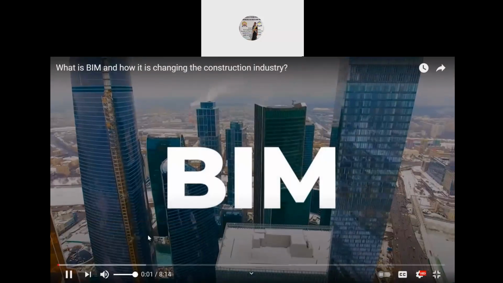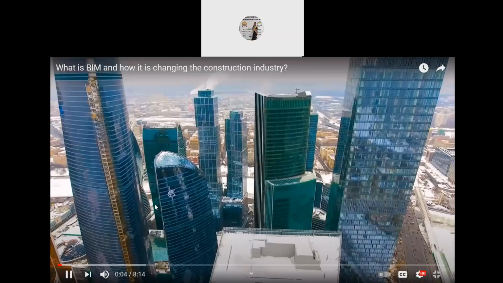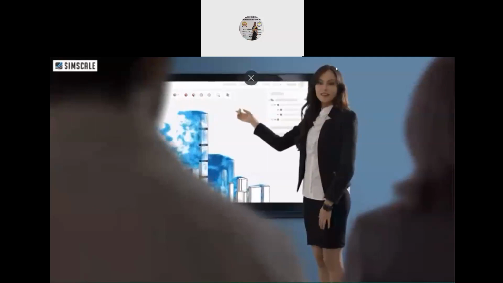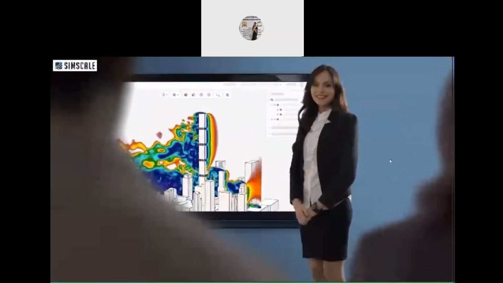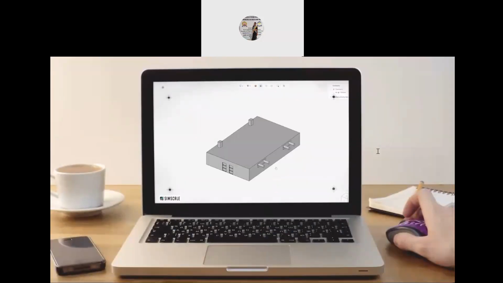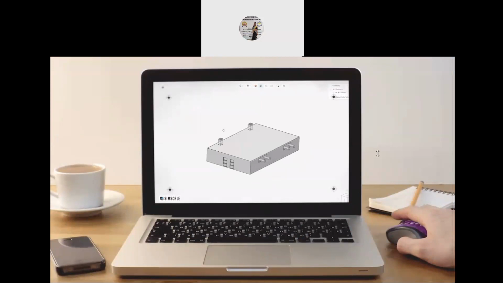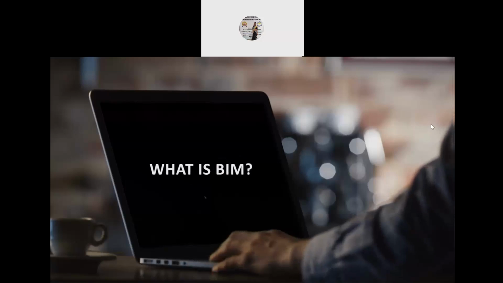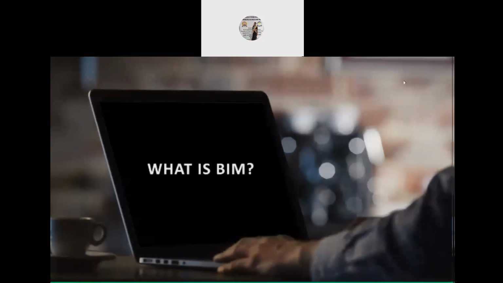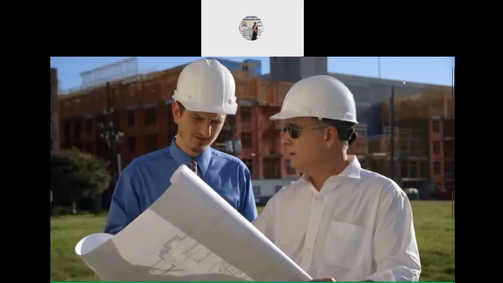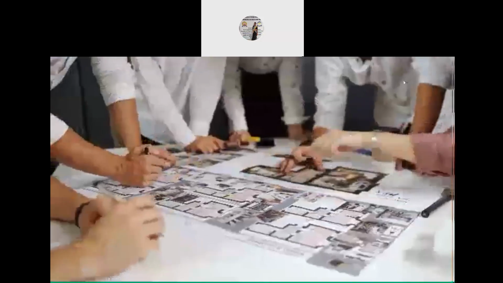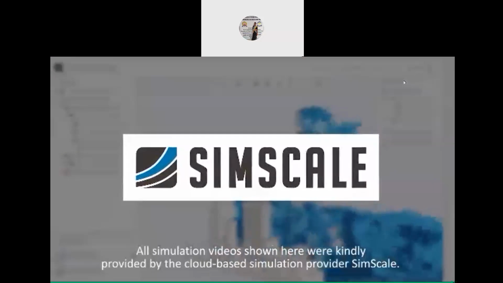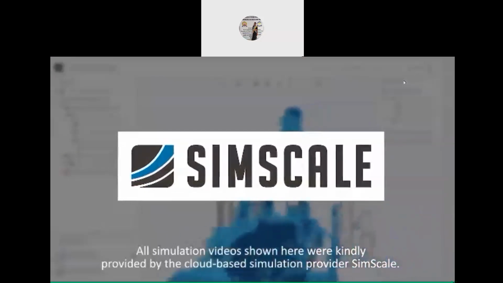BIM, or Building Information Modeling, has been making headlines across the construction industry for some time now. You might have read about it in construction magazines or heard about it during engineering or architecture conferences. Some of you might already be using BIM for your projects. We thought it would be a good idea to make a short video about what exactly building information modeling is and how it is useful for engineers, architects, and construction professionals. To explain the video, we have used simulations that were kindly provided by the cloud-based simulation provider Simscale.